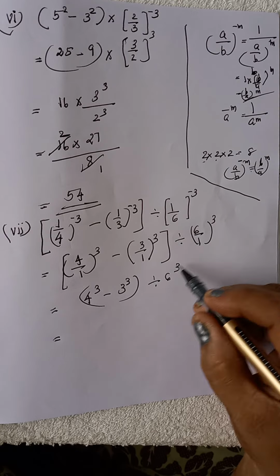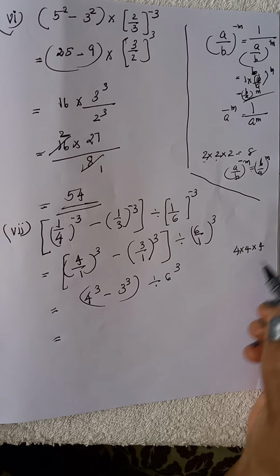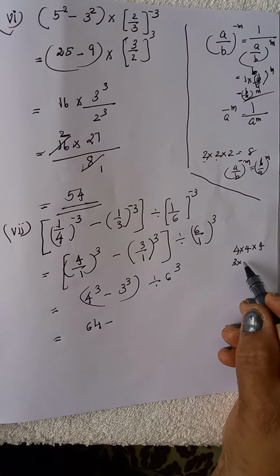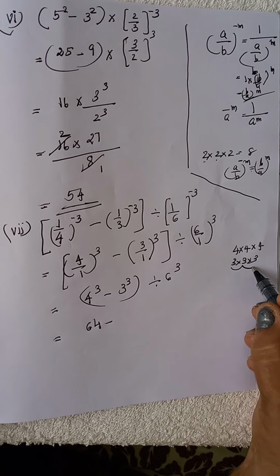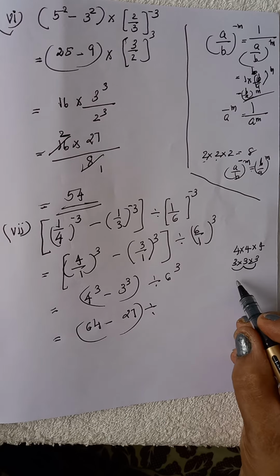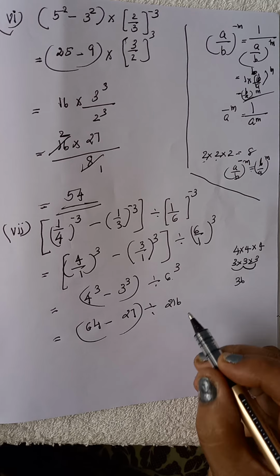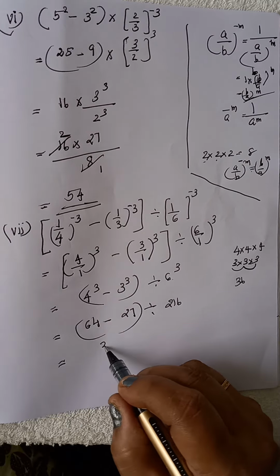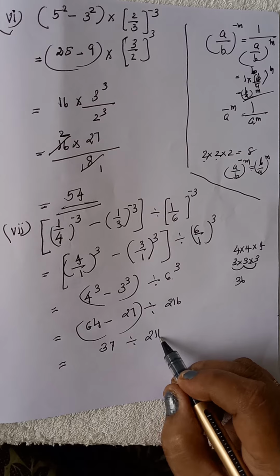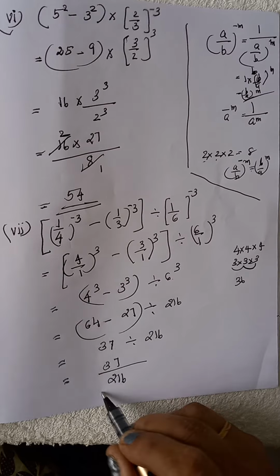This is equal to 4 raised to 3 means 4 into 4 into 4. 4 into 4 is 16. 16 into 4 is 64 minus 3 raised to 3 means 3 into 3 into 3. 3 into 3 is 9. 9 into 3 is 27 divided by 6 into 6 is 36. 36 into 6 is 216. So this is equal to 37. 64 minus 27 is 37 divided by 216. That means this is equal to 37 by 216.